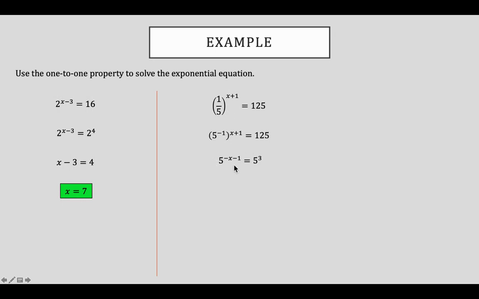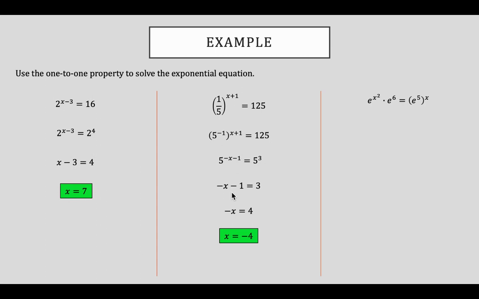Now that we have two exponential quantities with the same base set equal to each other, we know that the exponents must be equal as well. In other words, negative x minus 1 must be equal to 3. To solve this equation now, we add 1 to both sides and divide by negative 1, giving us x is equal to negative 4, our final solution. All right, let's take a look at one more. Ooh, this is a good one.